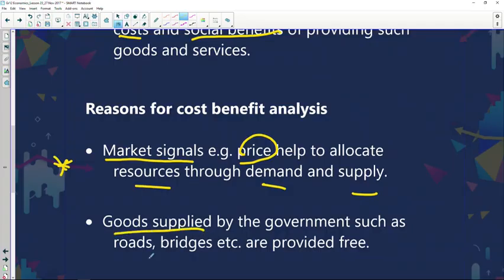Then also goods supplied by the government, such as roads, bridges, etc., are provided free. So we call these infrastructure because they help even private businesses in order to conduct their business, because you can't deliver if you don't have a road. You can't take your stock from the warehouse into your supermarket if you don't have the roads and the bridge that the driver needs to cross in order to reach your target market. So government plays an important role in developing the infrastructure.